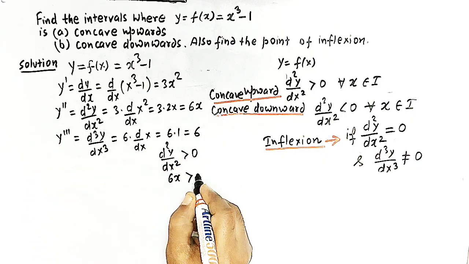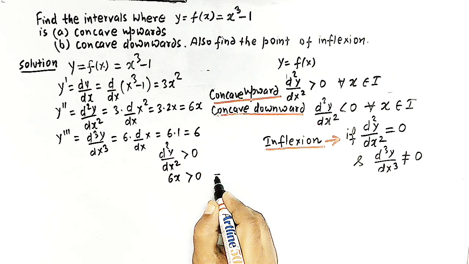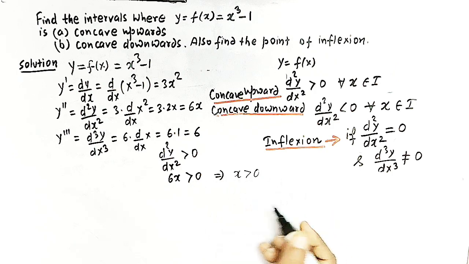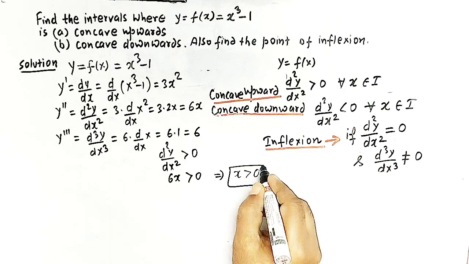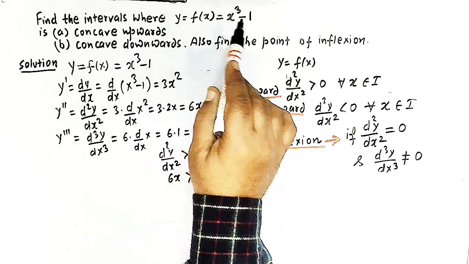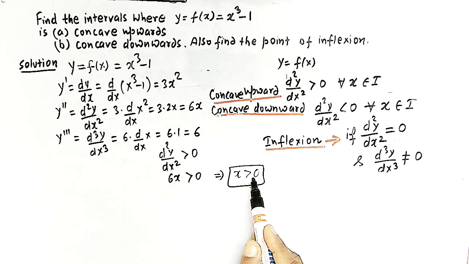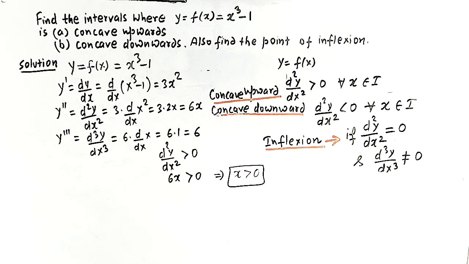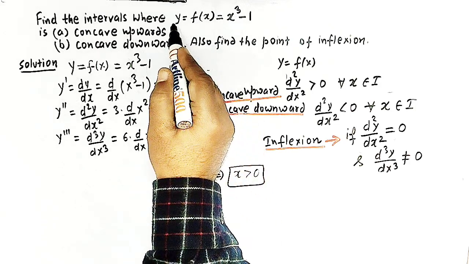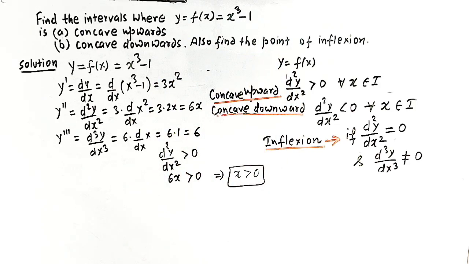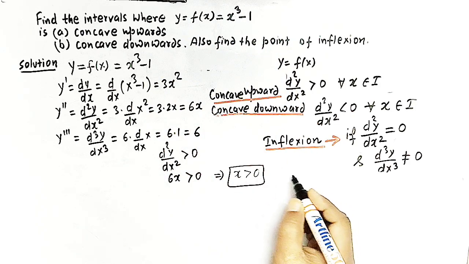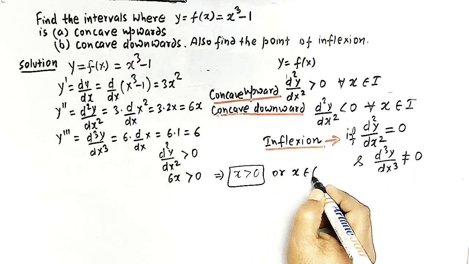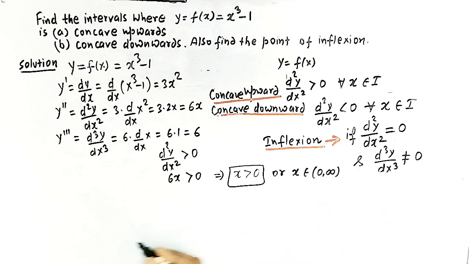So 6x must be greater than 0. So here dividing both sides by 6, we have x greater than 0, right? So the function y is equal to x cube minus 1 is concave upward when we have x greater than 0, right? So here the domain of this function is the set of all real numbers, and here x greater than 0, or we can also write it as x belonging to 0 to infinity, right?